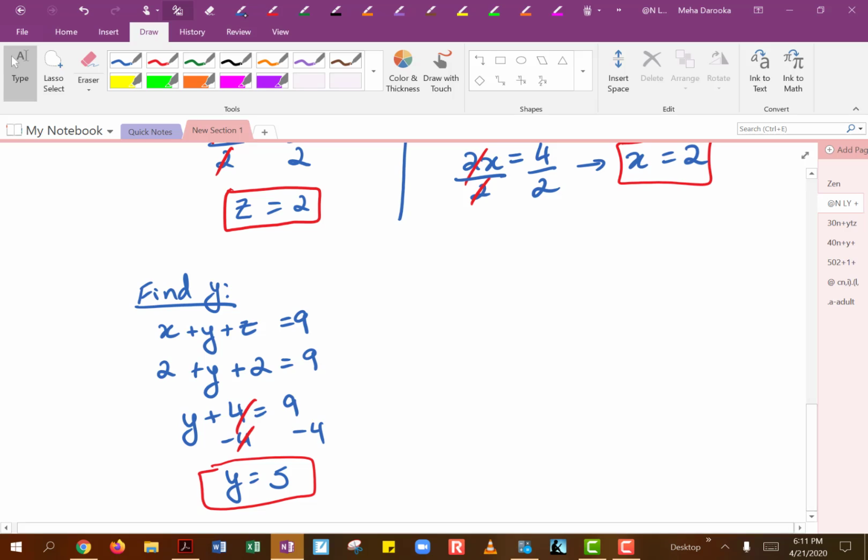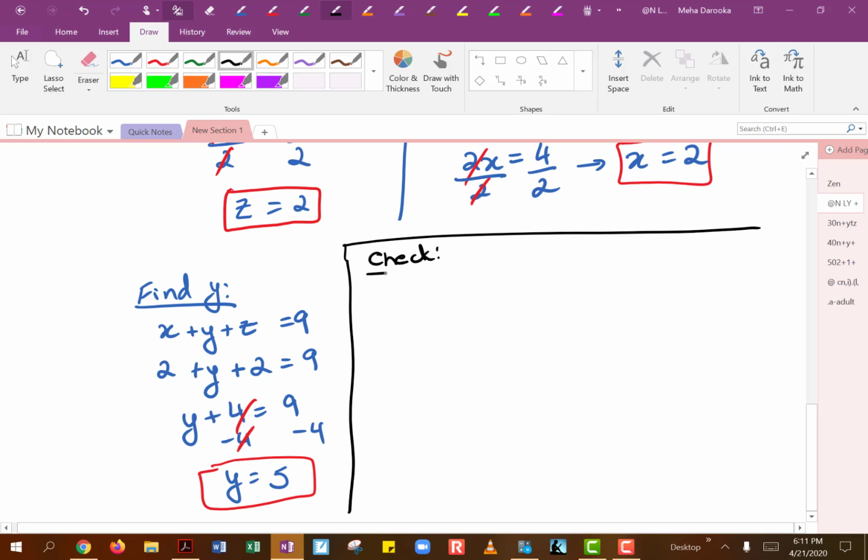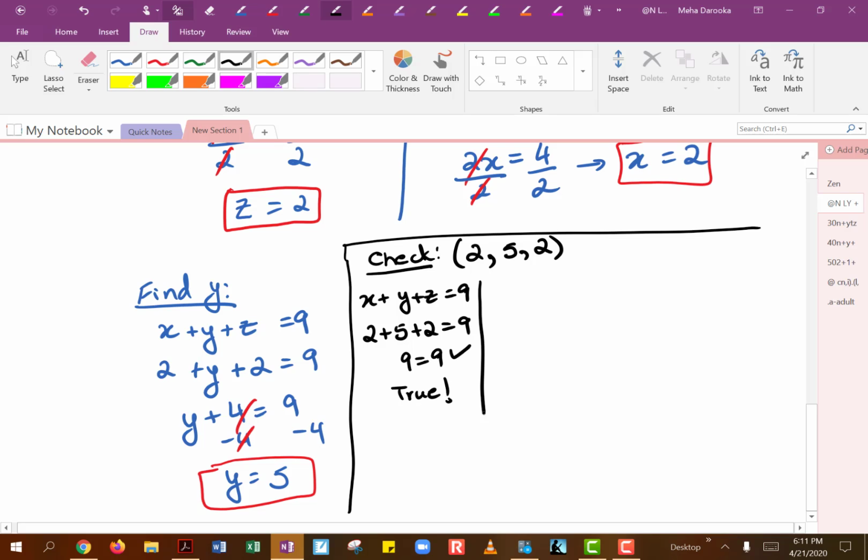Now remember, the very last thing we want to do is check all our equations and make sure this ordered triple is going to work. So we have x is 2, y is 5, z is 2. Check in each one of those original equations to make sure this works. I'm going to start with my first equation, and that's going to be 2 plus 5 plus 2. So 2 plus 5 plus 2 of course gives you 9 equals 9.